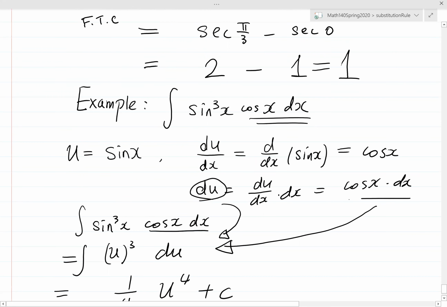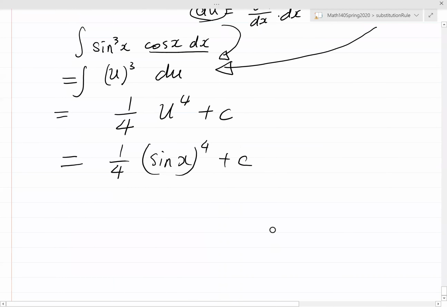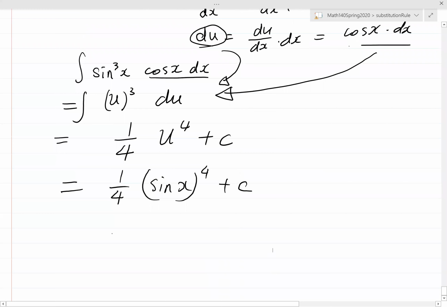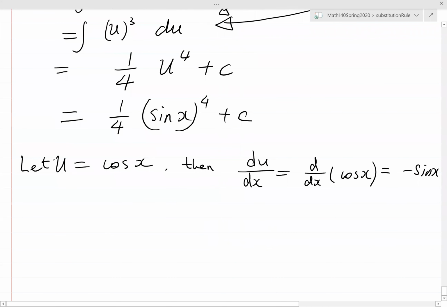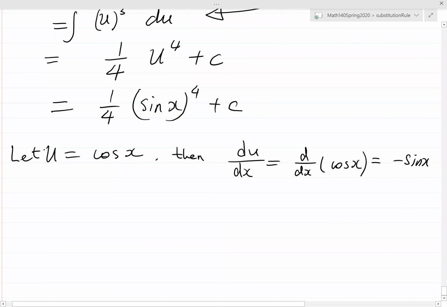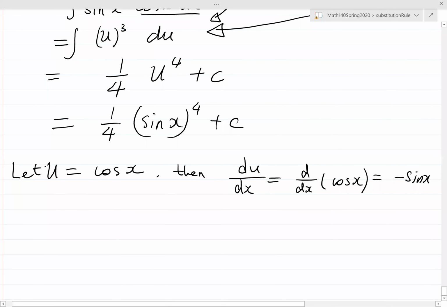Now, what if we substitute cosine x? If we let u be cosine x, then du over dx will be d/dx of cosine x. The derivative of cosine x is negative sine x. Then you see what we did: the derivative of sine x is cosine x, and the derivative of cosine x is negative sine x.